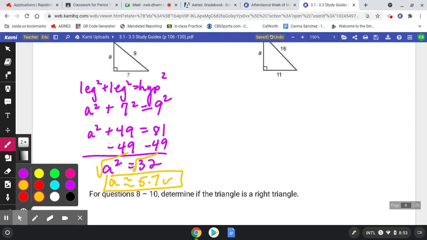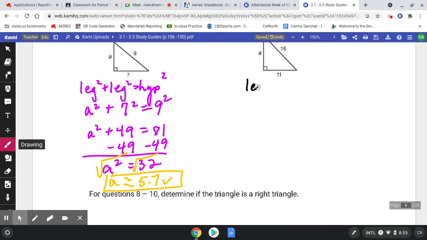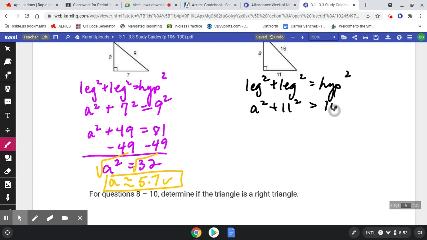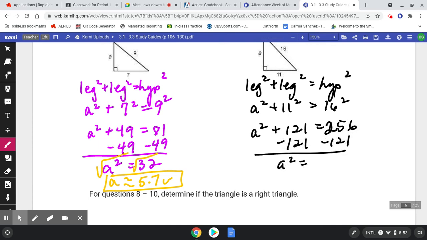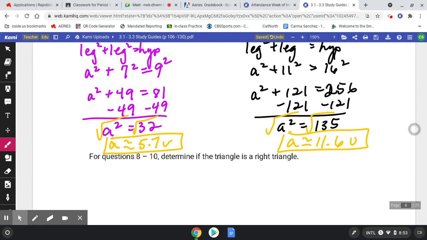And last, I'm going to get A squared plus 11 squared equals 16 squared. You're going to minus 121 from both sides. 256 minus 121 is 135. And when you square root both sides, you'll get that A is approximately 11.6 U for units.